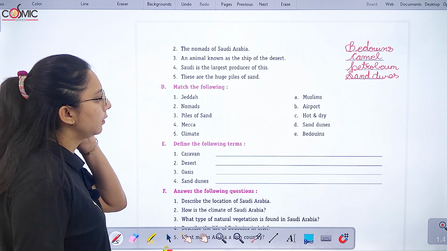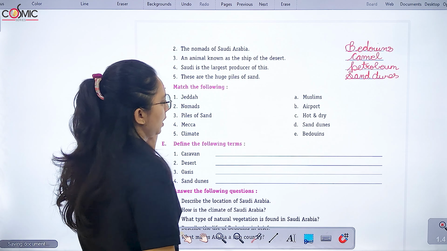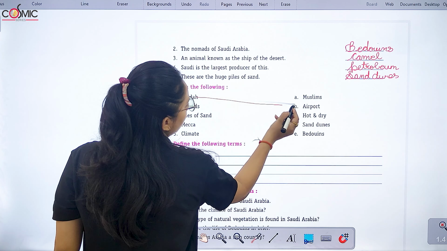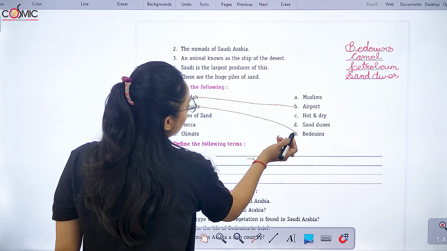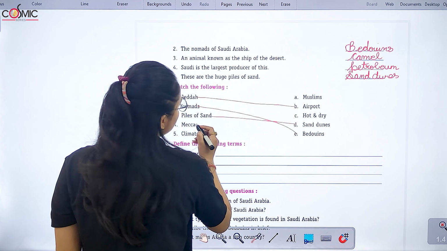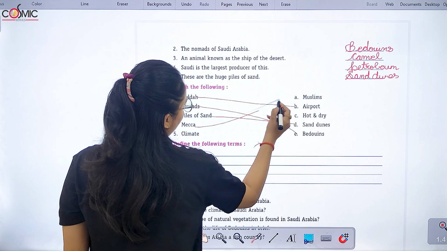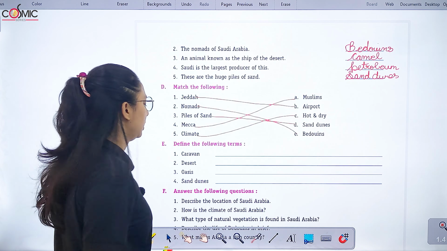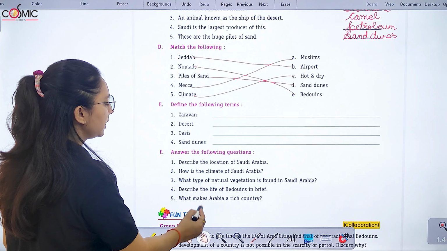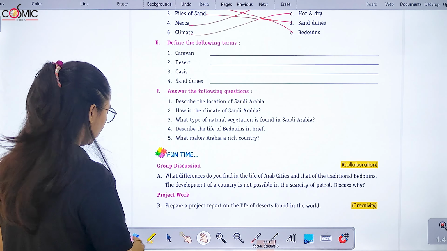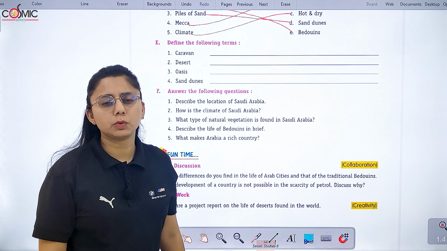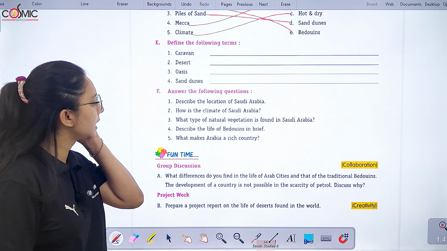Next is match the following. Jeddah, airport, nomads, Bedouins, piles of sand dunes, Makkah, Muslims, climate, hot and dry. Then we have define, you have to define carbon, desert, oases and sand dunes. What are sand dunes? These are the piles of sand.